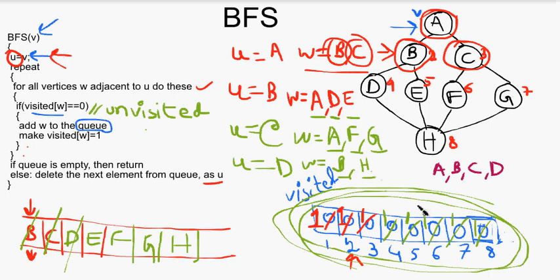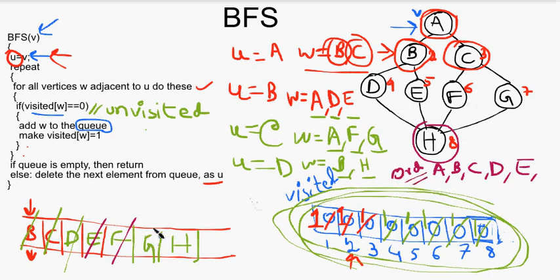So for D, H is marked 1. Then once D is completed, we go and delete E. So U is E now. So both the vertices are visited. We delete E, it goes here. This is the order, right? This is a visiting order.